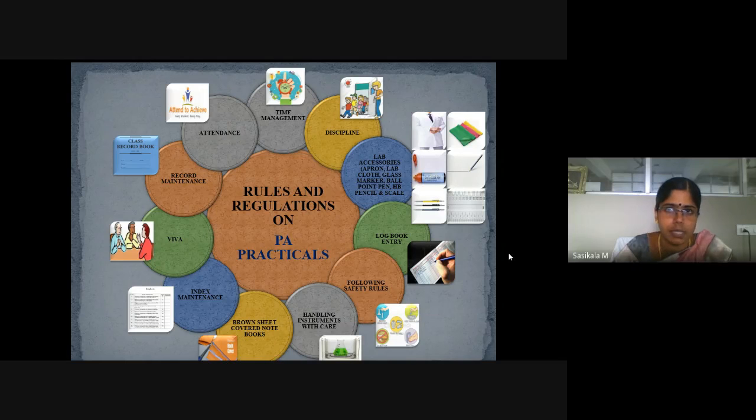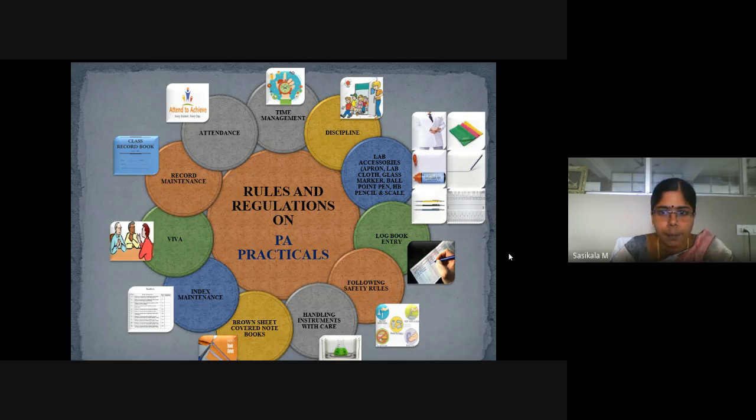If it is 3 hours, and the lab starts at 1:30, you should be in the lab by 1:25 itself, with all the accessories. Then follow discipline. Then lab accessories, what you need to bring for the pharmaceutical analysis lab: you must be in apron, then lab coat, then a glass marker for marking your glasswares. Whatever accessories you are using, you will be making many dilutions, so you need to mark with a glass marker only, or else you can bring labels also.